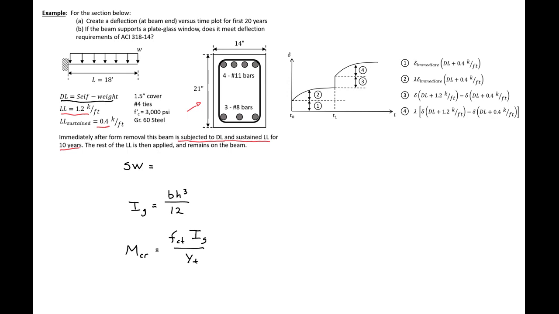So we'll have 4 different deflection components: 2 short-term components, which we'll call delta 1 and delta 3, and then 2 long-term components, which will be delta 2 and delta 4.